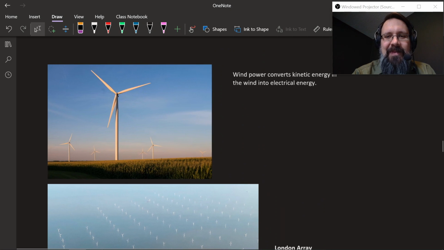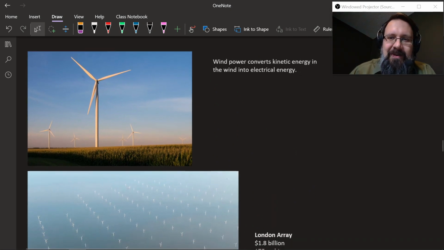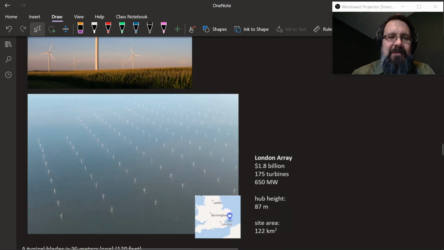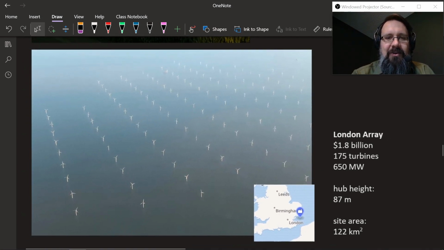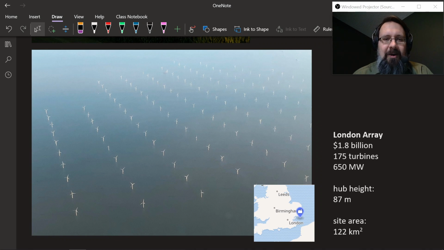Okay, let's talk about wind power. So wind power converts kinetic energy of the wind into electrical energy. And we've seen these all over the place because Kansas is a hotspot for wind power in the United States. What we don't really see too much in this country, which is a lot more prevalent in European countries, are wind farms or windmill farms. This is an offshore farm. This is the London Array.